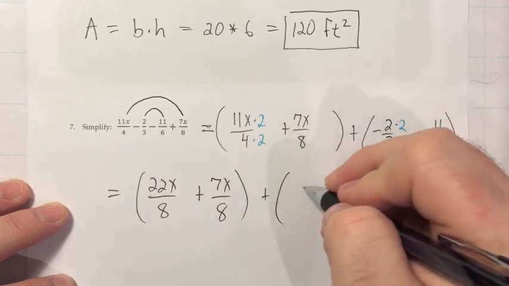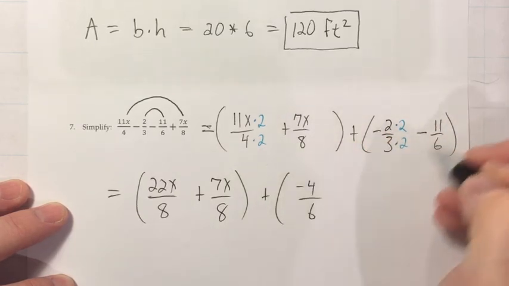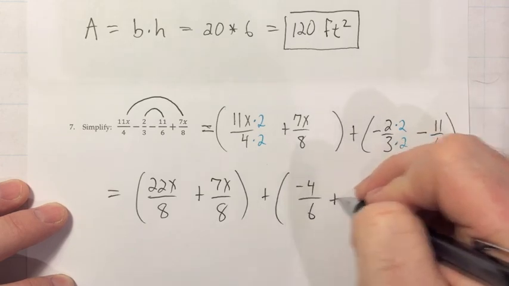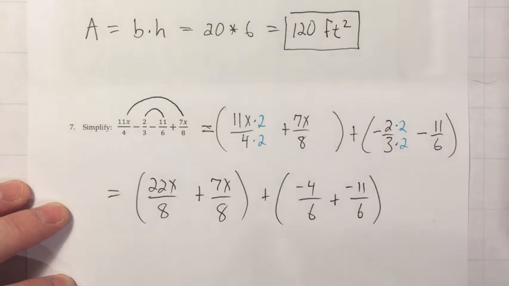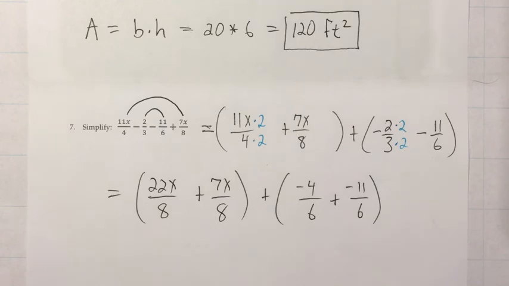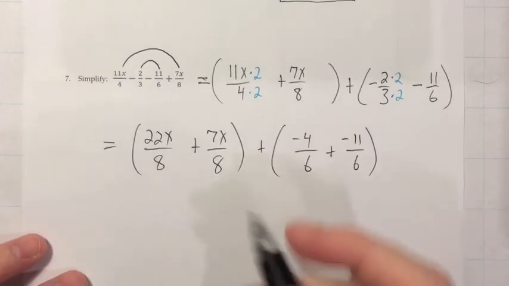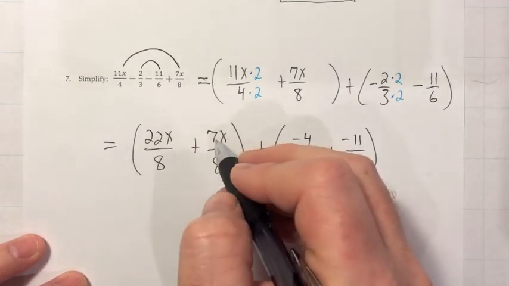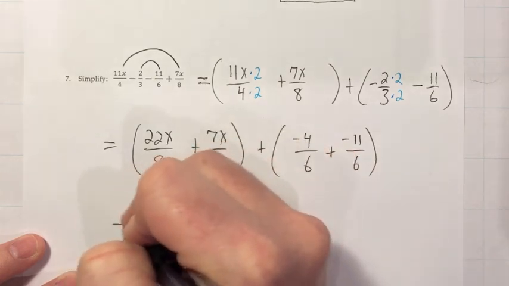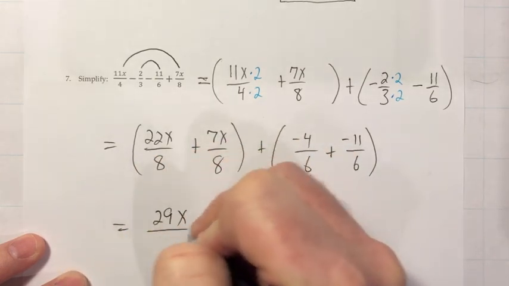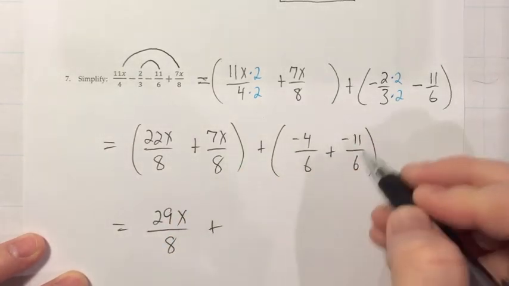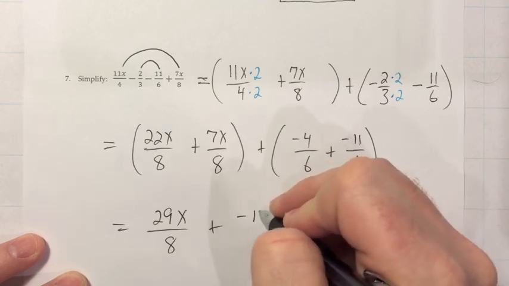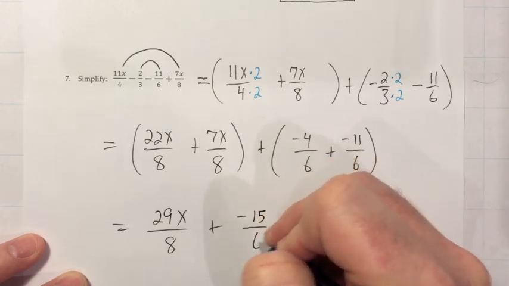And then here we have negative 4 over 6 minus 11 over 6. I'm going to write that as plus negative 11 over 6 just to emphasize that I'm adding two negatives together. That's sort of optional, but I think that helps emphasize that they're both negatives. And then we just do the addition. These are both x terms on top, so 22 plus 7 is 29, and they would still be x terms, so 29x over 8. And then negative 4 plus negative 11 is negative 15 over 6.